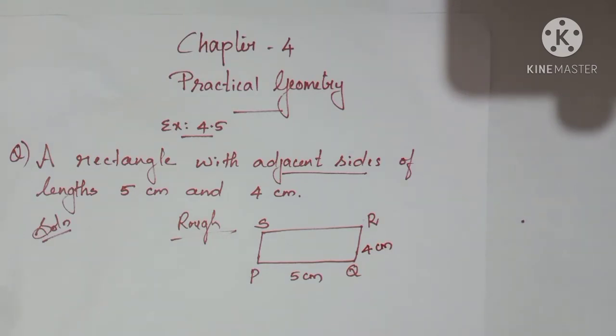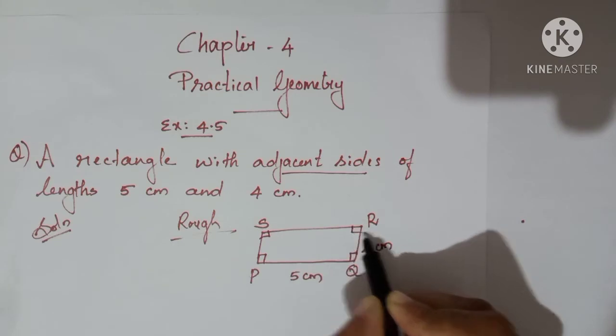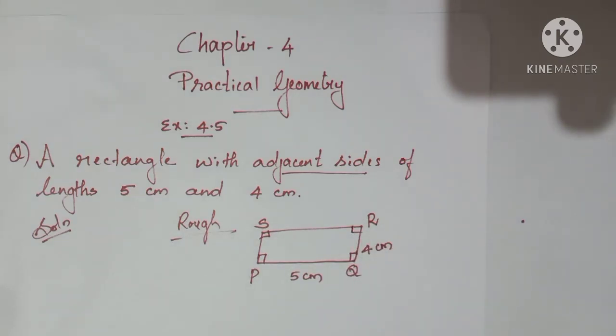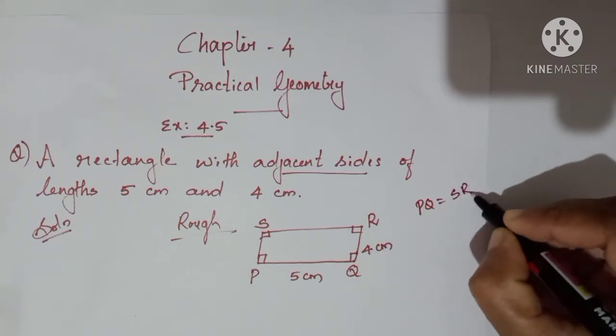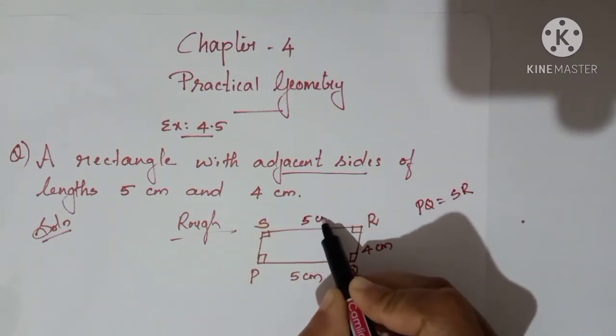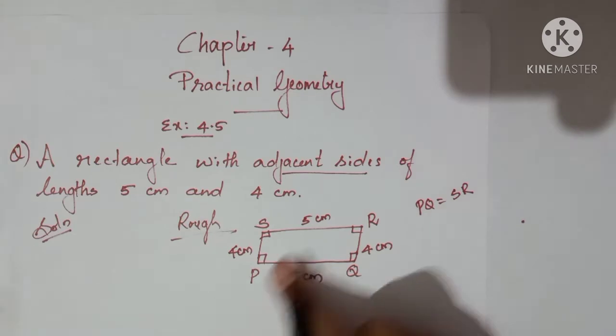Now you apply the property of a rectangle. In a rectangle, opposite sides are equal and all angles are equal to 90 degrees. This is 90 degrees, this is 90 degrees, this is 90 degrees, this is 90 degrees. So all the angles are equal to 90 degrees. Then opposite sides are equal. What is the opposite side of PQ? SR. So we can say PQ is equal to SR, because opposite sides are equal. That means SR is equal to 5 cm. What is the opposite side of RQ? SP. So SP is also 4 cm. This is the rough figure. We have constructed the rough figure.